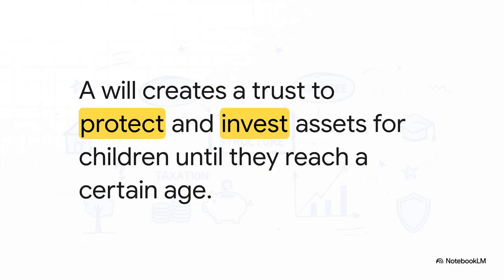It's a way for a parent to essentially say, I want my children to inherit my assets, but I don't want them to get it all in a lump sum the moment they turn 18. The trust serves to protect and invest the inheritance, and the trustee can be given instructions to pay it out in stages. Maybe a third at age 25, a third at 30, and the final portion at 35, once they've had a chance to mature financially.